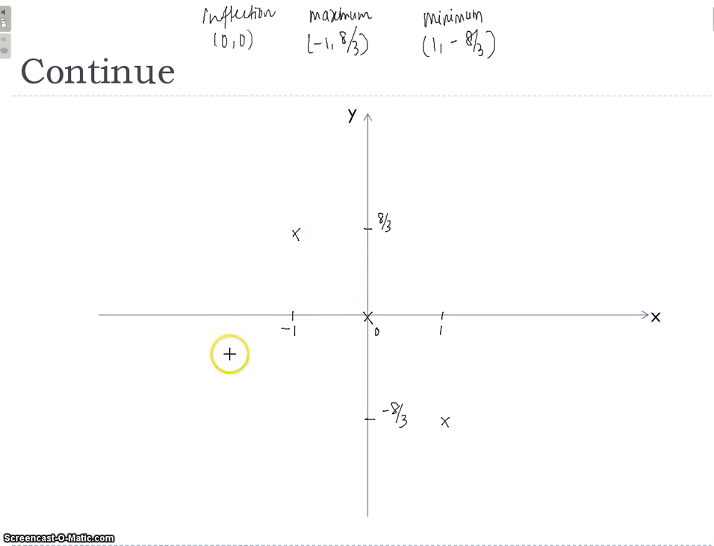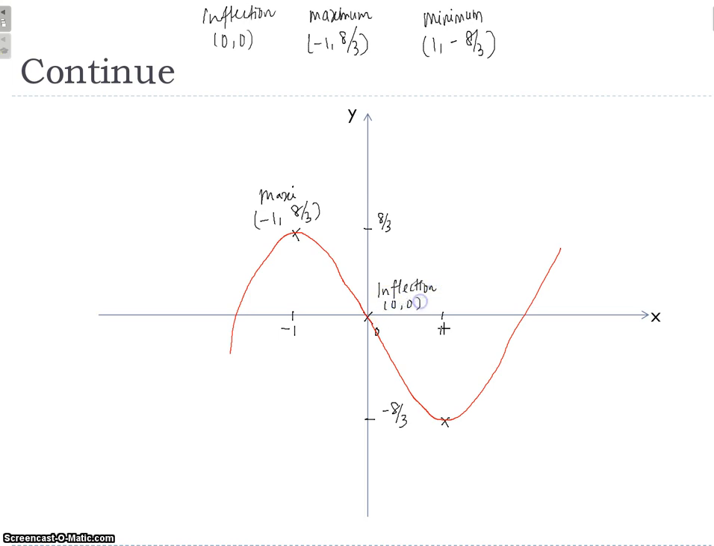We will just sketch the graph accordingly. So we have the maximum point here at (-1, 8/3), the inflection point at the origin, and a minimum point at (1, -8/3). So we have used the differentiation method to sketch the graph.